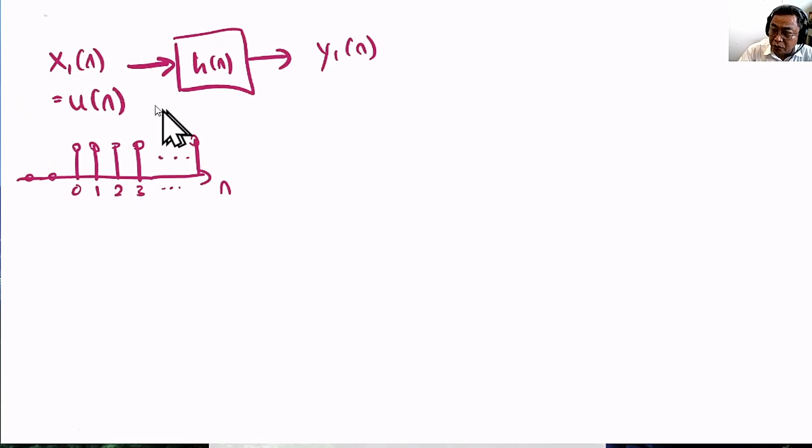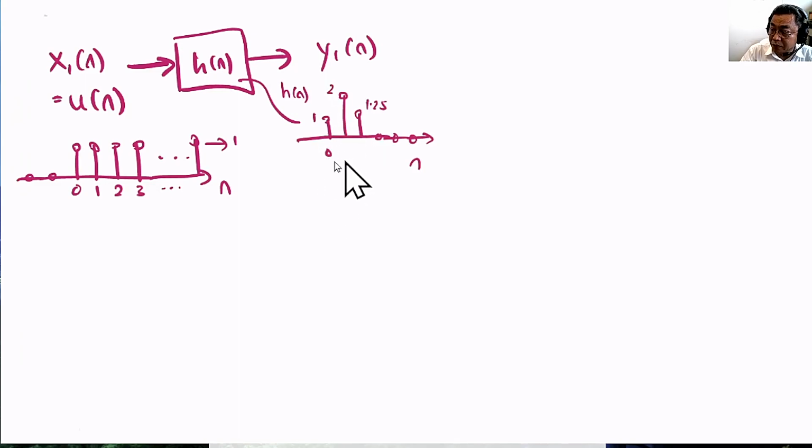Basically, you should think of it this way. You have x1, which is the unit step. All the values are 1 after n equals 0. This is being sent into the LTI system, where the LTI system has the impulse response h[n]: n equals 0 is 1, n equals 1 is 2, n equals 2 is 1.25, and 0 elsewhere. So basically, y1[n] is x1[n] convolved with h[n].